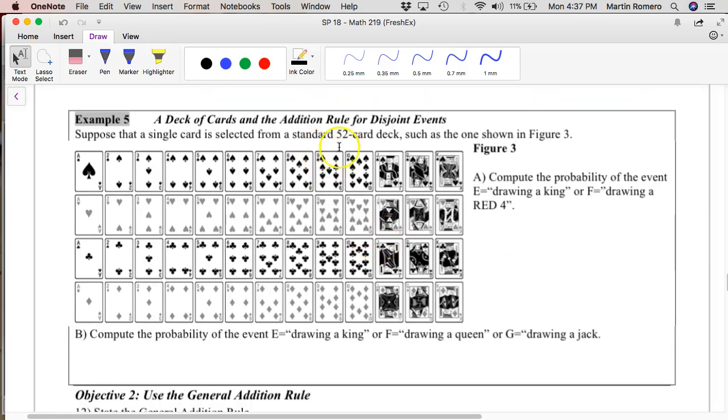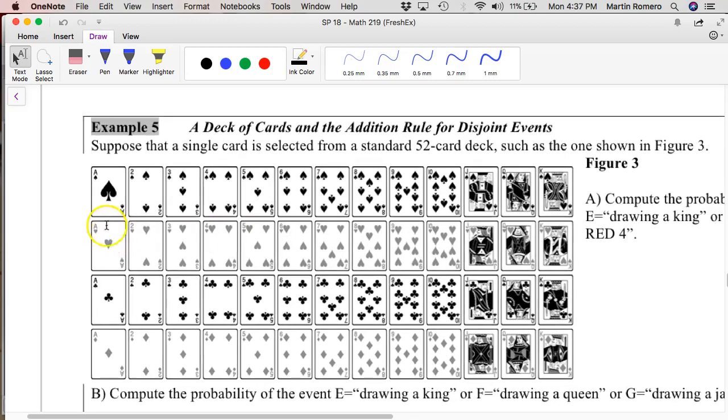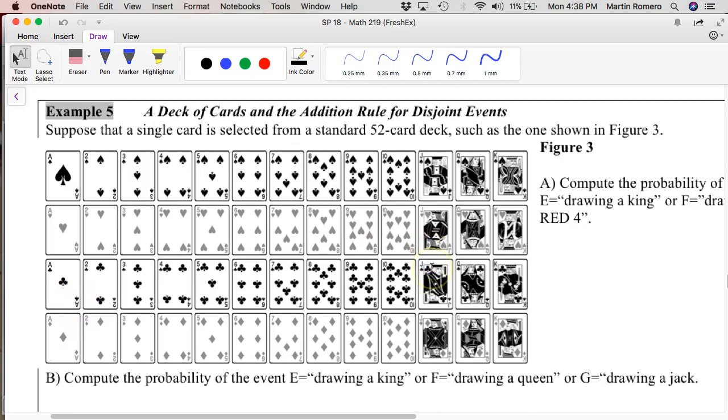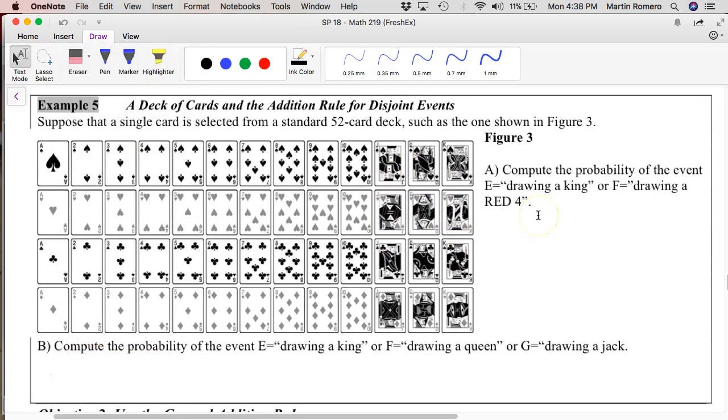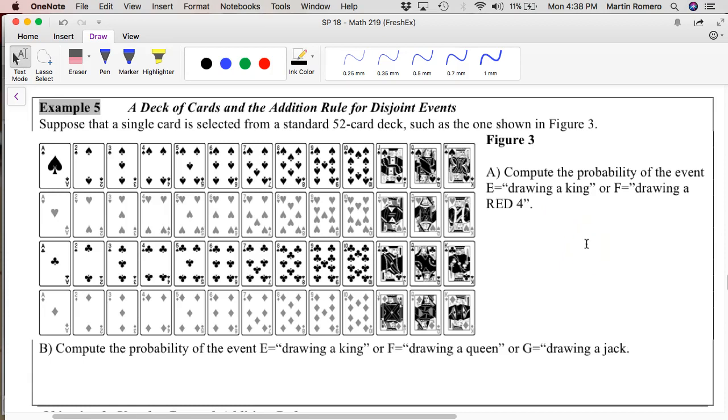A deck of cards and the addition rule for disjoint events. If you're not familiar, a deck of cards has 52 cards, labeled Ace through King, and they have different symbols. Those are called suits: spades, hearts, clubs, and diamonds. In this case, compute the probability of the event of drawing a king or drawing a red 4. And drawing, in case you're not familiar with some of the gambling terms, means to pick, to choose.